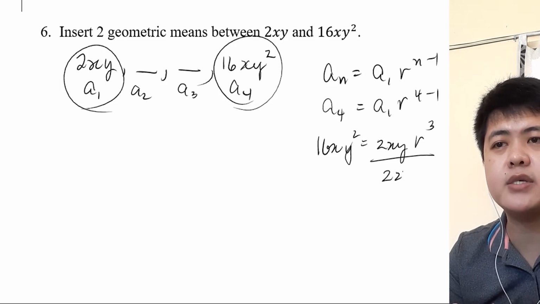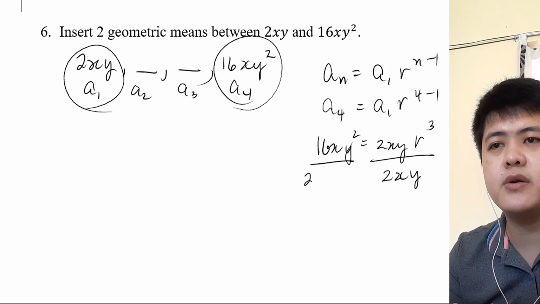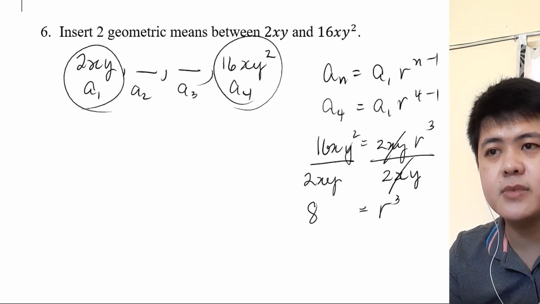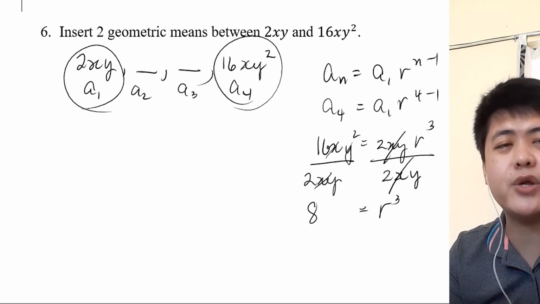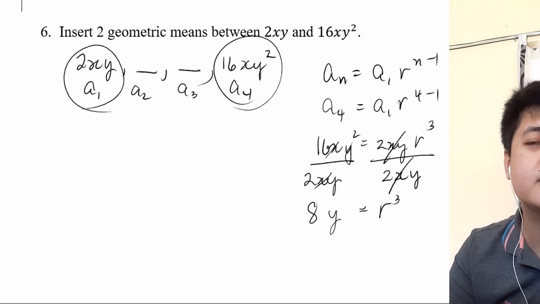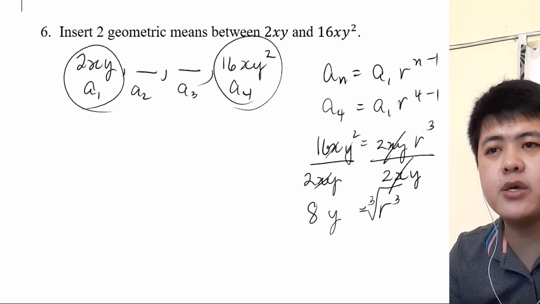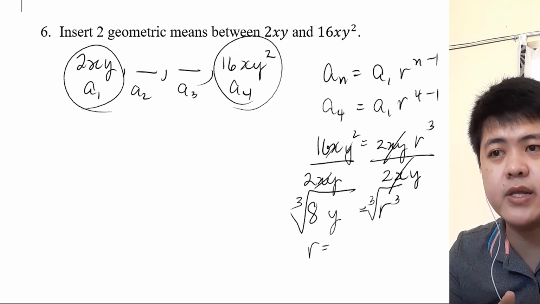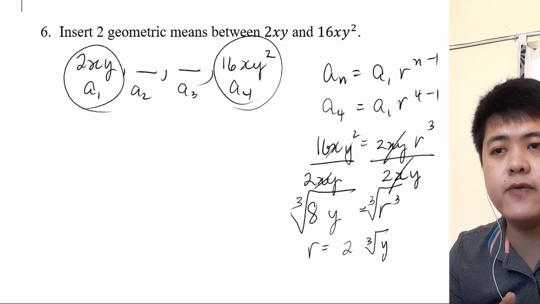Divide everything by 2xy. Can you still read my penmanship? 2xy, cancel na to. We'll have r cubed. So what's this? 16 divided by 2, that's 8. We can cancel x, and then y squared over y, that's y. Are we correct? Think so? Let's get the cube root of both sides. We'll get r equals, isa lang kasi odd yung index natin, 2 cube root of y.